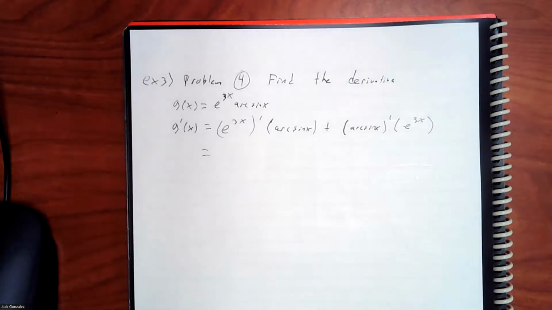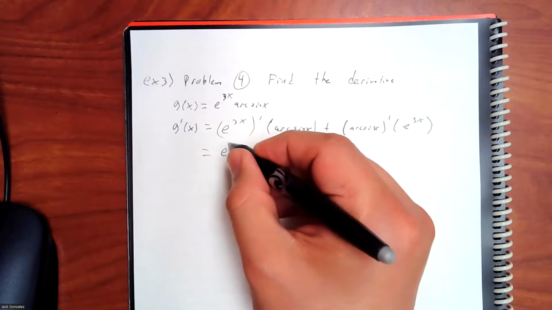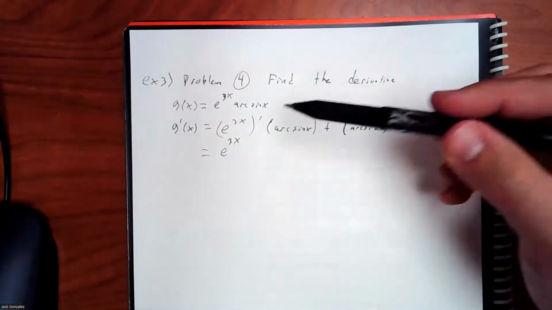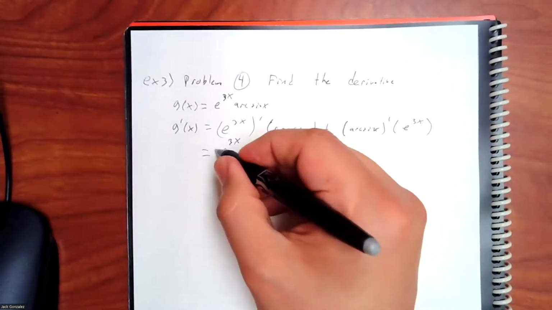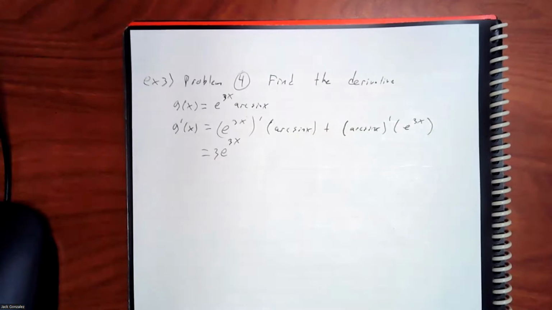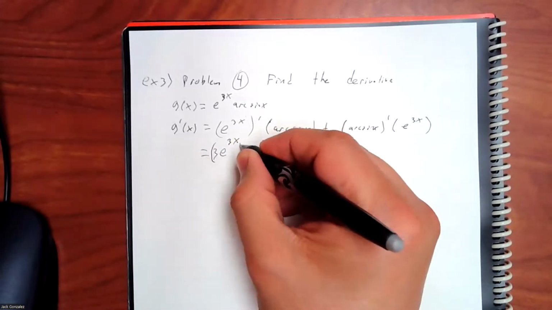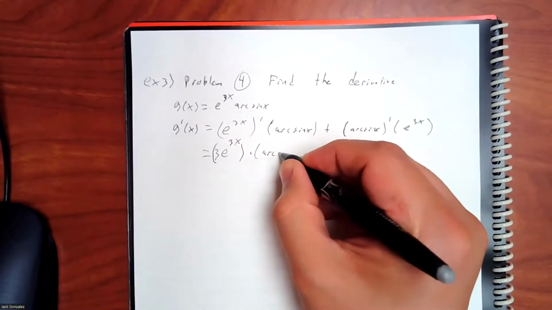So what is the derivative of e to the 3x? 3x, and then the chain rule? Right, we have a 3 up there. 3e to the 3x. Okay. Arc sine is just chilling there. It's cool.